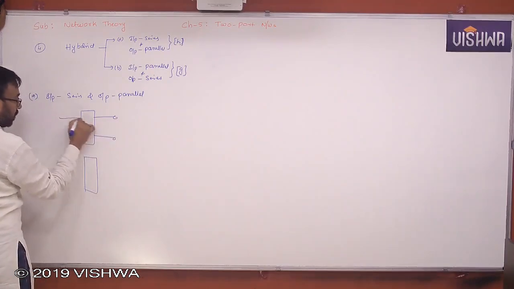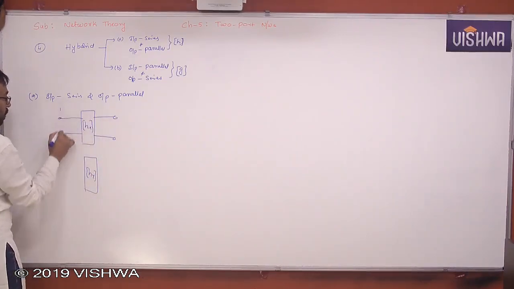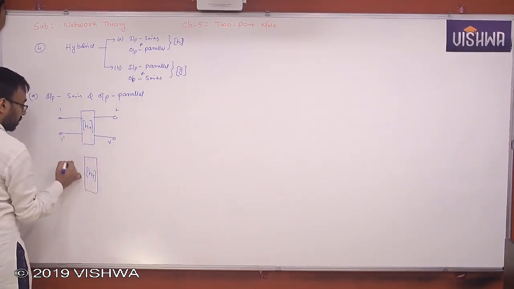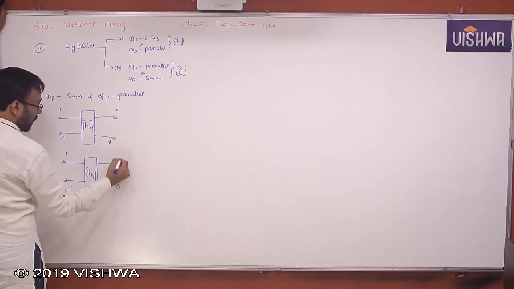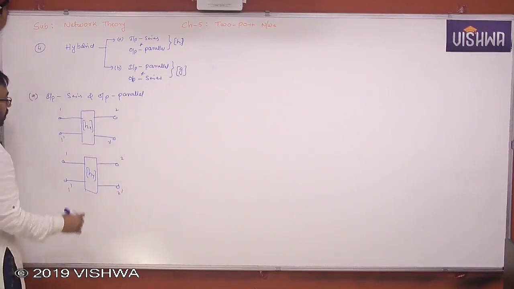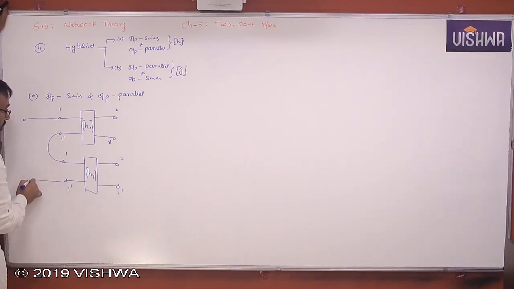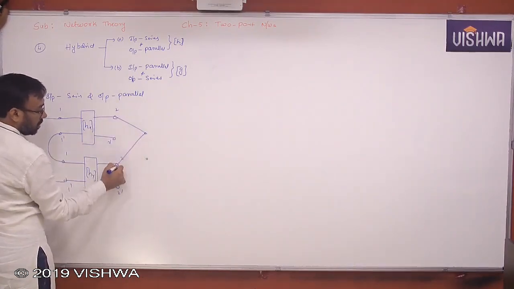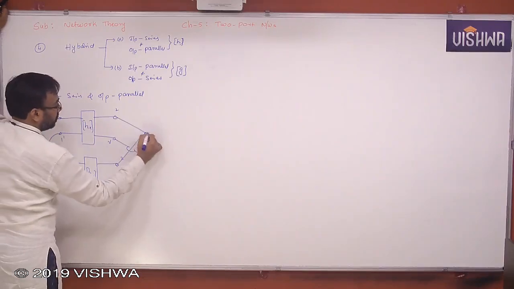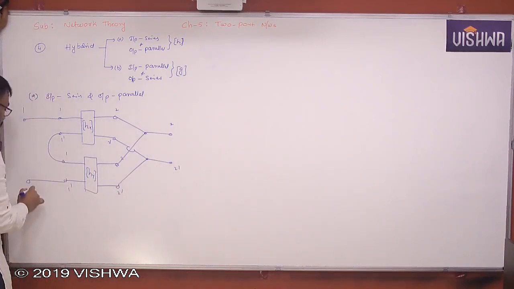This is the first two-port network, Hx, Hy. This is the matrix. 1, 1 dash, 2, 2 dash. Now the series combination, this is a series combination. Input side, already we have seen what is the series combination. And this is a parallel combination. Output side, parallel combination. 1, 1 dash, 2, 2 dash. Already have.